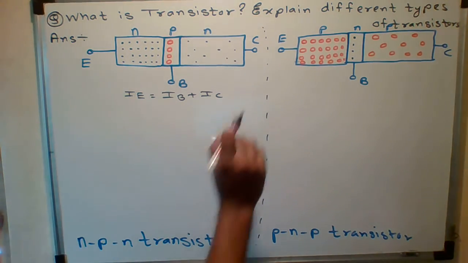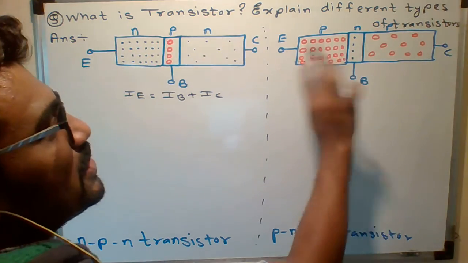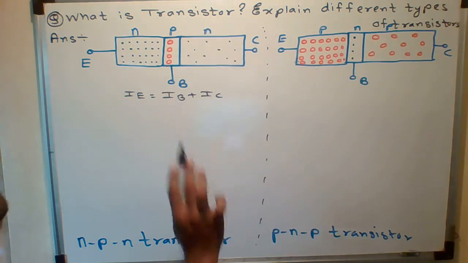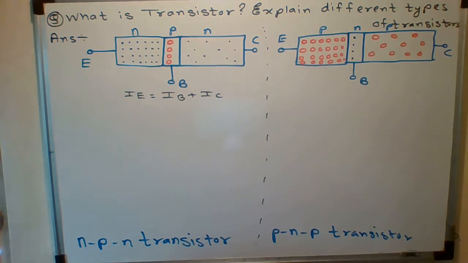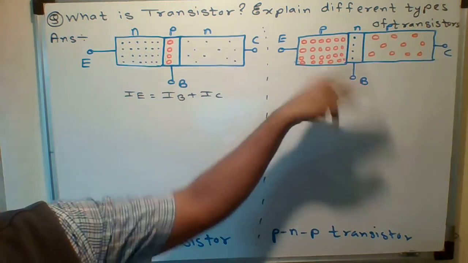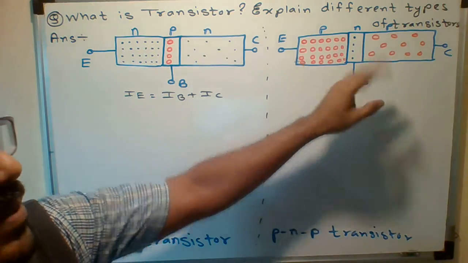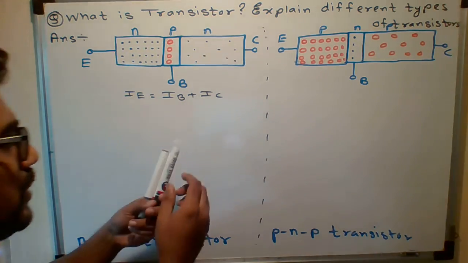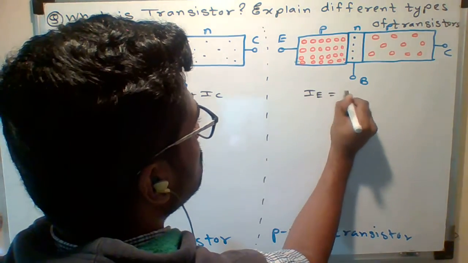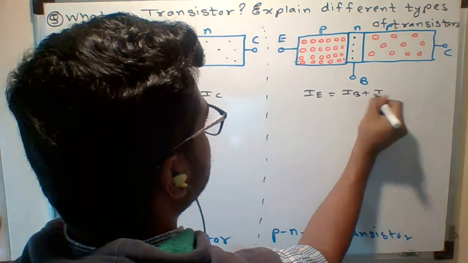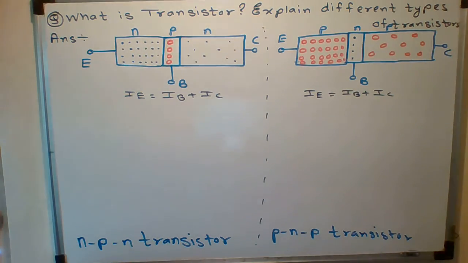Remember this. Here also we observe that majority charge carriers will be emitted by whom? Emitter. Collector will collect majority charge carriers from emitter via base, and base will pass the majority charge carriers from emitter to collector. Here also we get the same current due to majority charge carriers, that is IE equals IB plus IC. This is the simple function of NPN transistor and PNP transistor.